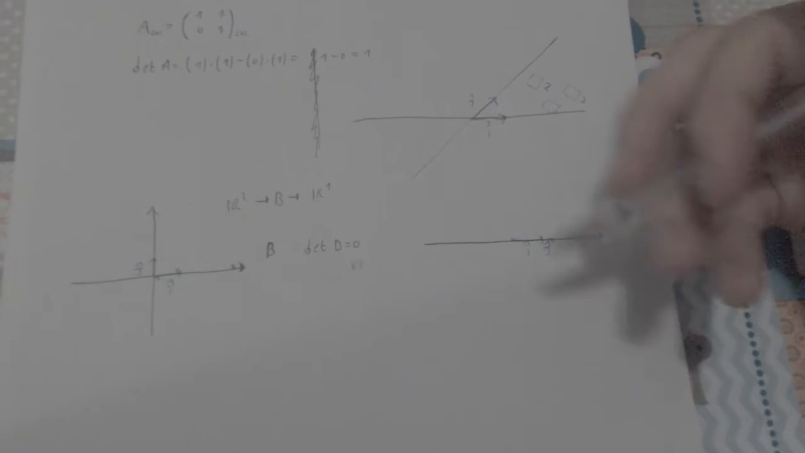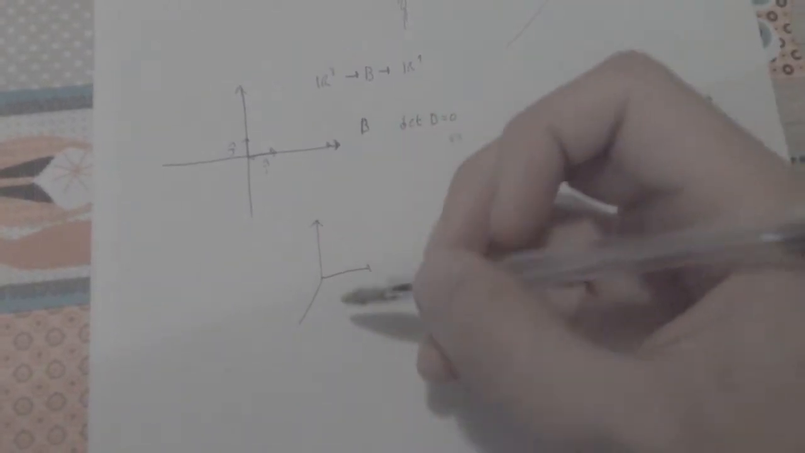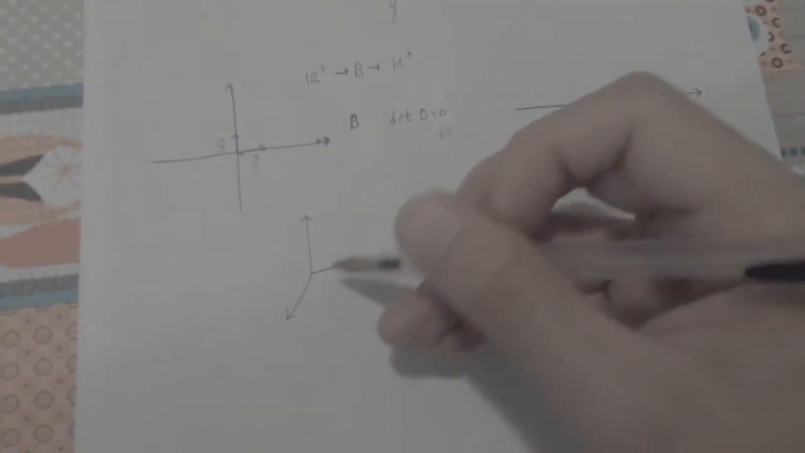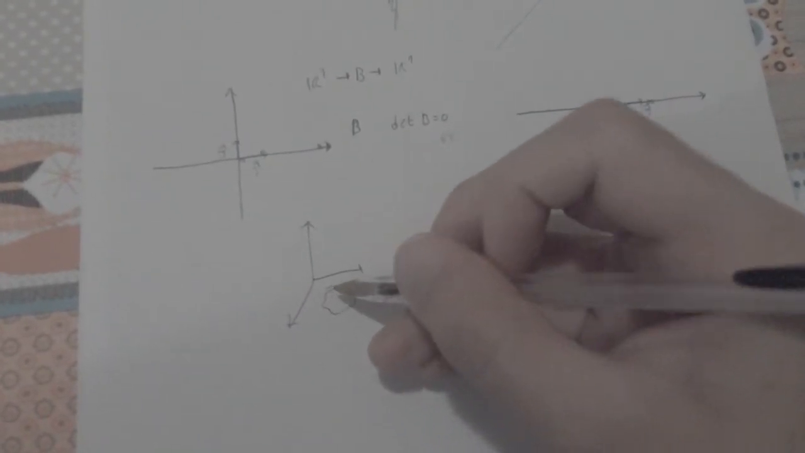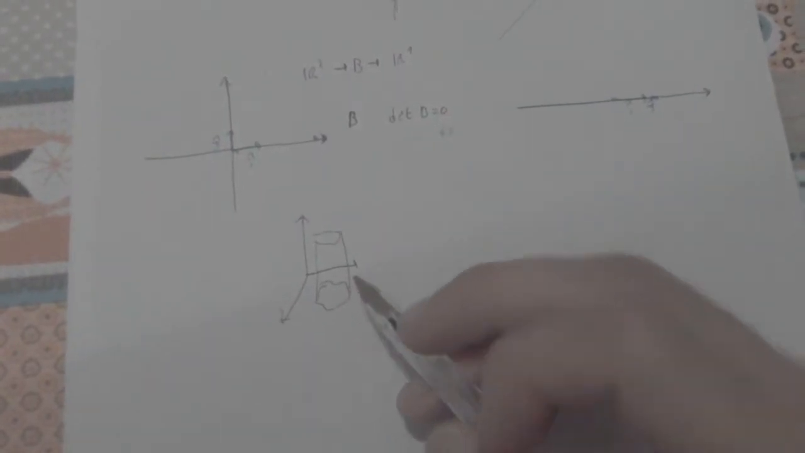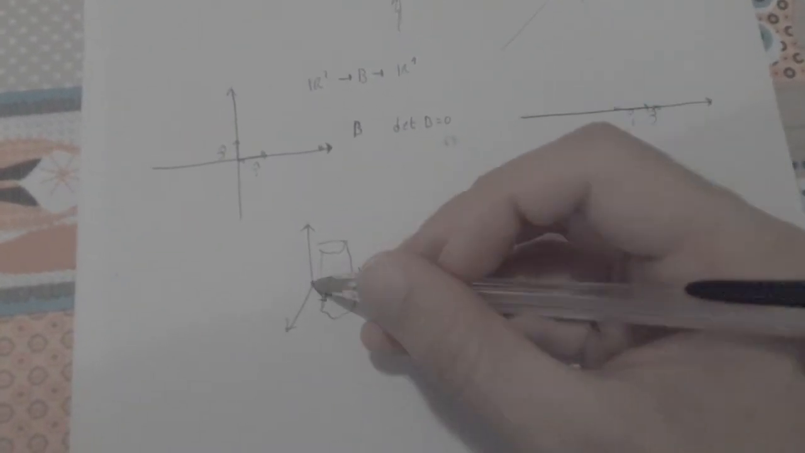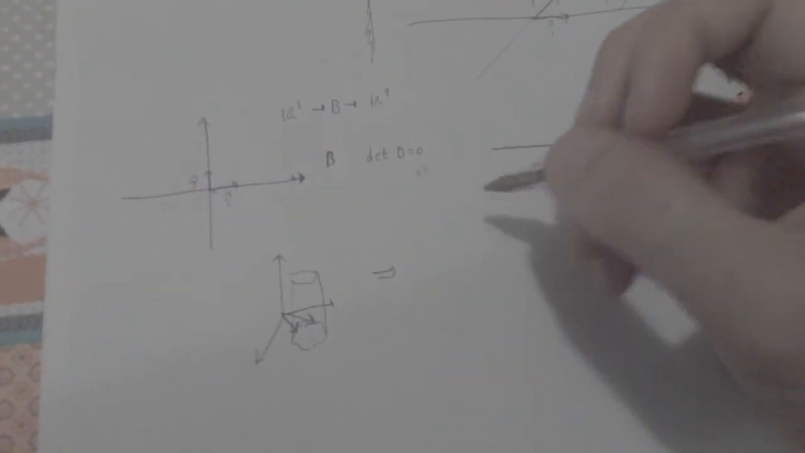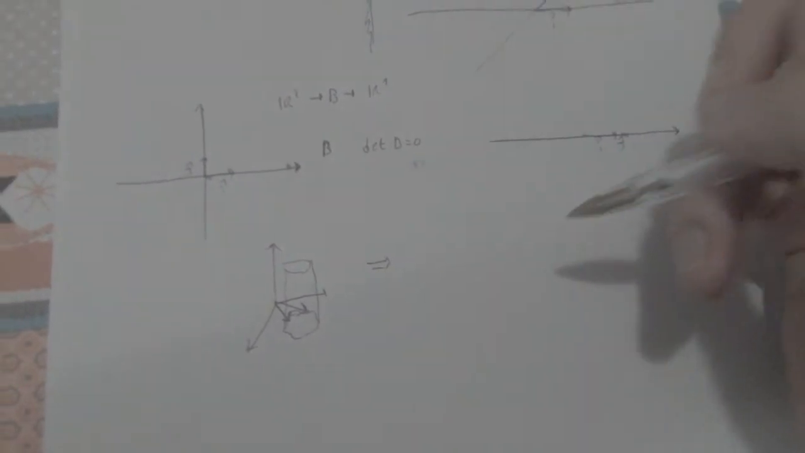And what happens if you were in R3? It was basically going to be the same. Let's say you have an object in R3. So this is our beautiful object in R3, and we have a vector pointing here and another vector pointing here and so on. If the determinant of the matrix is 0, it basically means that two things could happen.